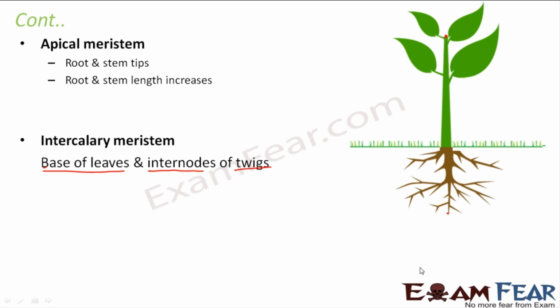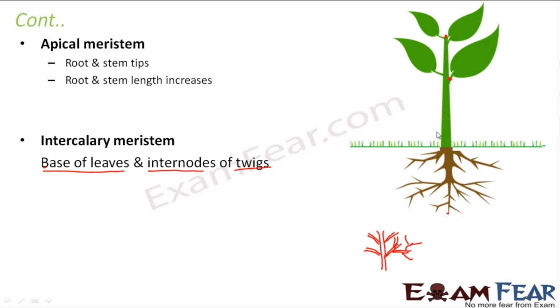Now what do I mean by twigs? When you look at a plant, it will have the stem. The stem will give rise to branches. Right? These branches will again give rise to twigs. The twigs will give rise to twiglets and so on. This is how it happens, right? So these kind of meristem are present at the base of the leaves somewhere here. And they are also present at the internodes of twigs.